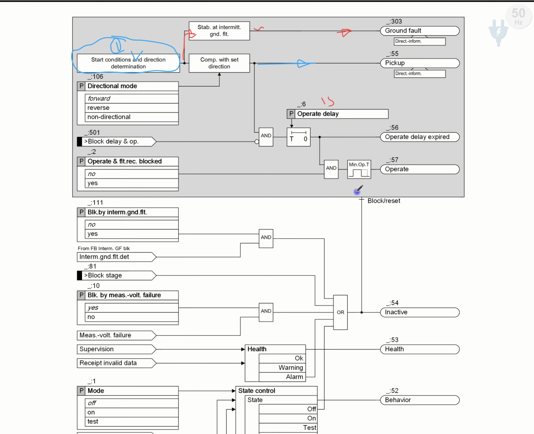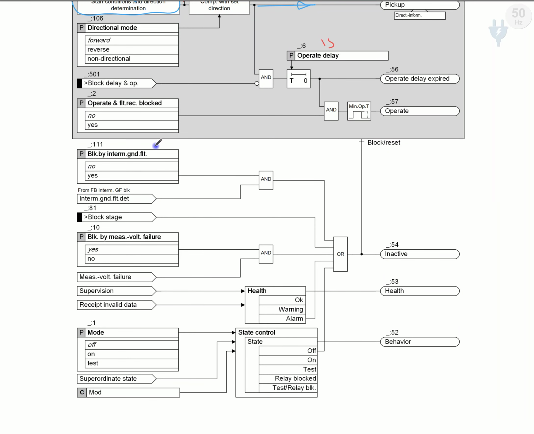And the remaining point is about the blocks: blocking with the intermediate ground fault, and blocking with measuring voltage failure and the healthy conditions. It will block and reset the operation, the process.